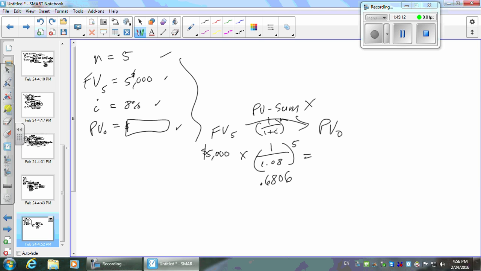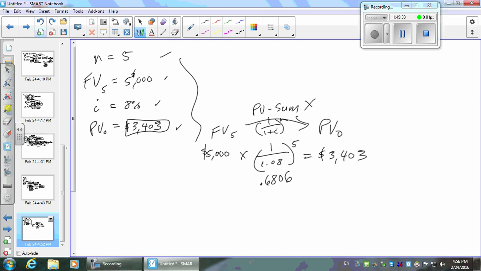So what's the 5,000 worth? 68 cents each, 0.6806 times 5,000. That's what it's worth right now. How much is that? 3,403. If I invest 3,403 right now at 8% interest for 5 periods compounded, it'll grow to 5,000.